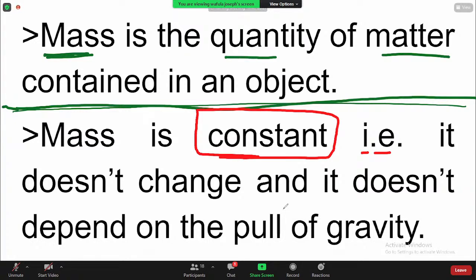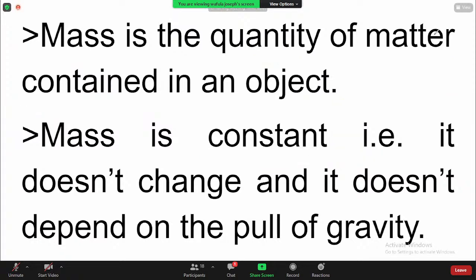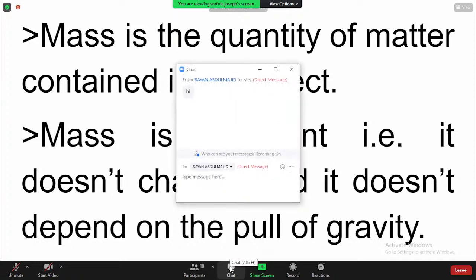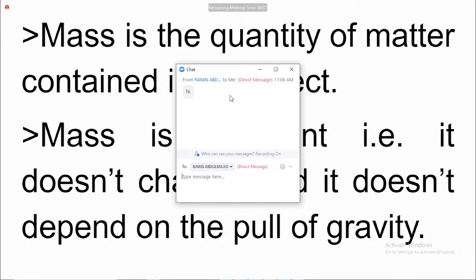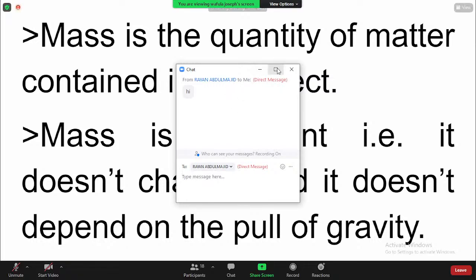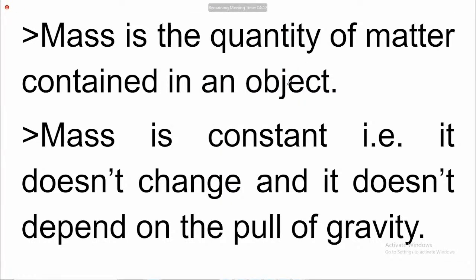What is mass? Mass is the quantity of matter contained in an object. And mass is constant, that is to say, it doesn't change and it doesn't depend on the pull of gravity. Remember what gravity is: this is the force that pulls objects towards the center of the earth. When you throw a stone up, do you know the reason why this stone is coming back to the ground? It is because of the force of gravity.